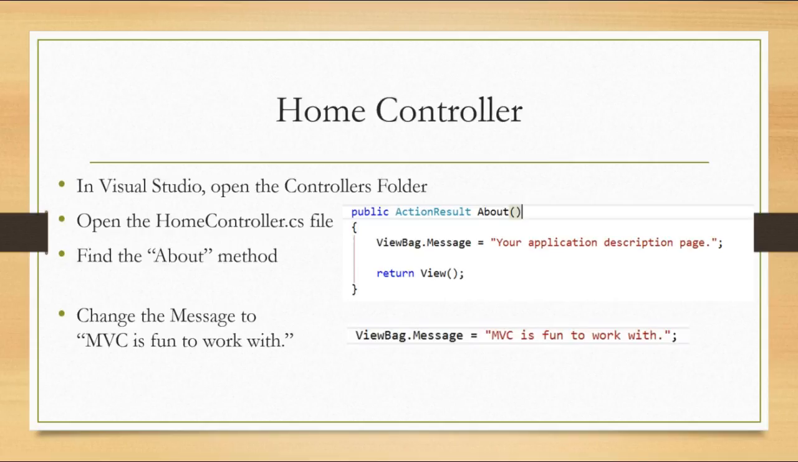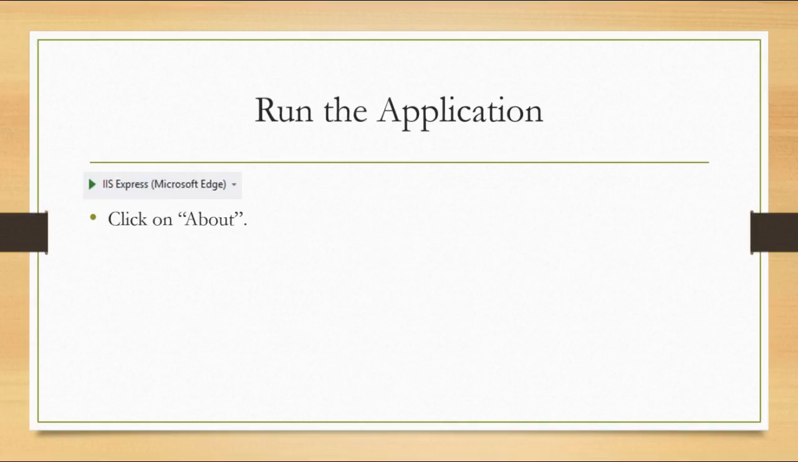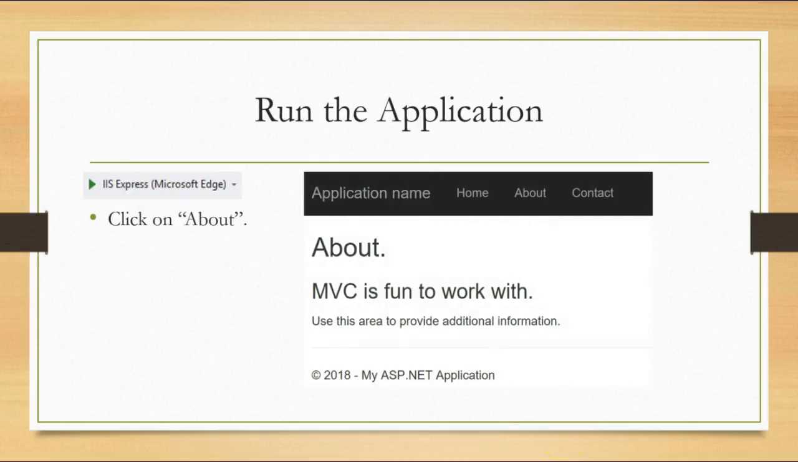We're just changing this one line of code here to this line of code. And let's see what happens. So we go to Visual Studio, click on IIS Express, click on About, and there's our application. We saw that from before. Click on the About, and we see our message here that we changed in our code. MVC is fun to work with.